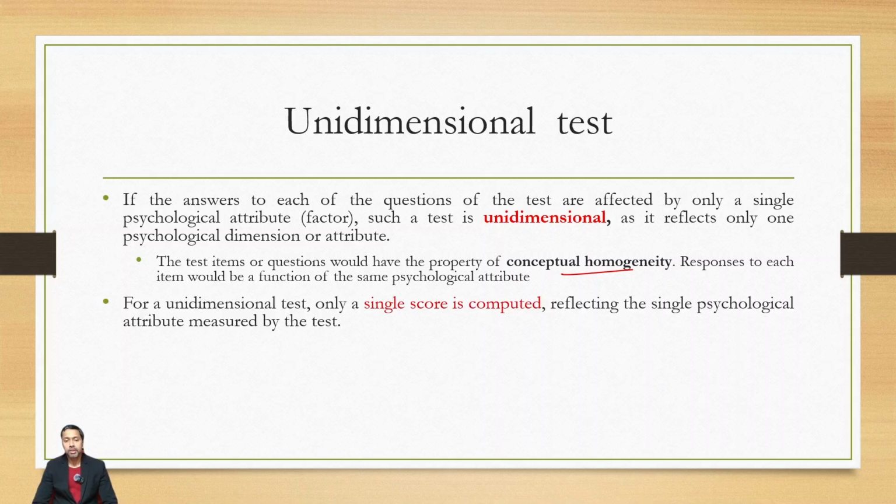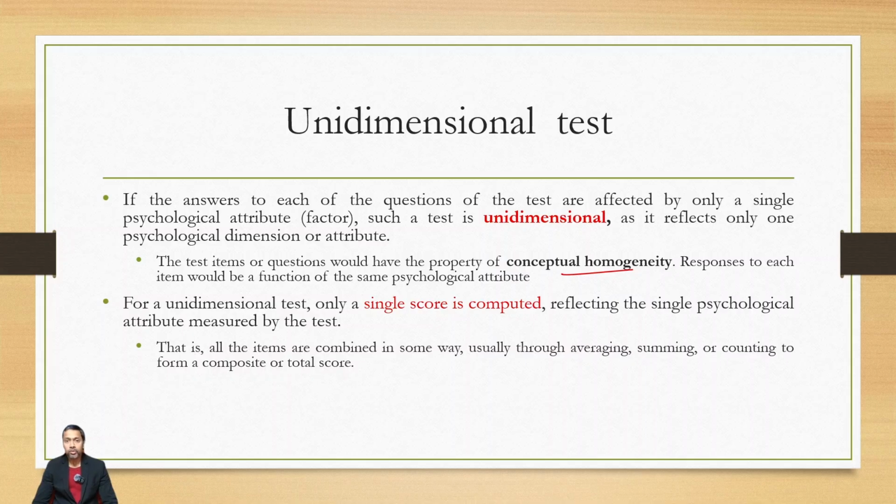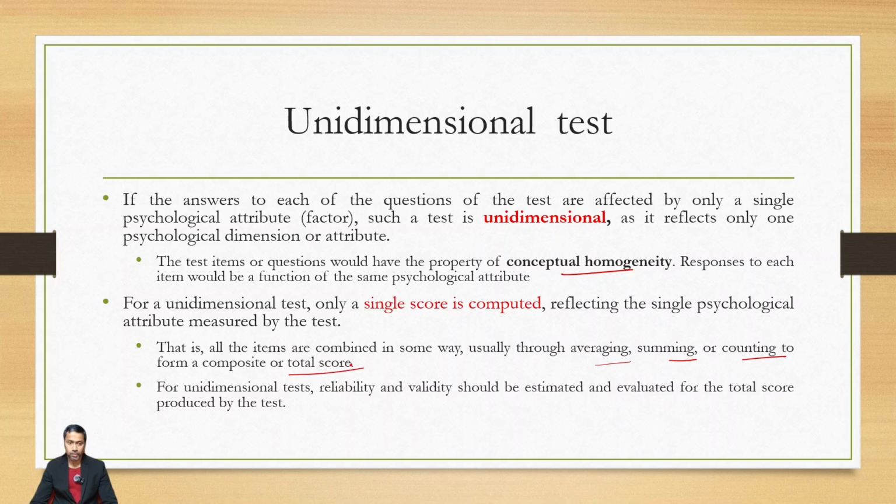For a unidimensional test, only a single score is computed, reflecting the single psychological attribute measured by the test. That score is computed by combining all the item scores in some way, usually through averaging, summing, or counting to form a composite or total score. For a unidimensional test, reliability and validity should be estimated and evaluated for the total score produced by the test. Let us see a small example in the next slide.